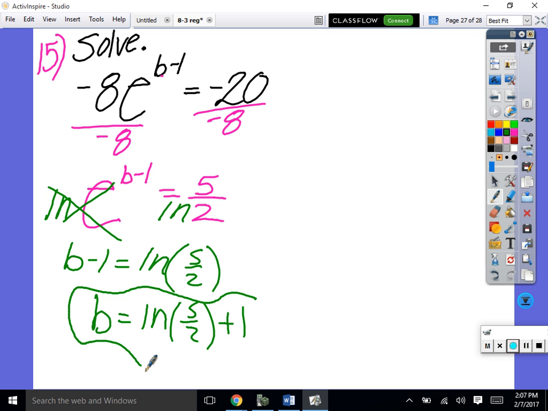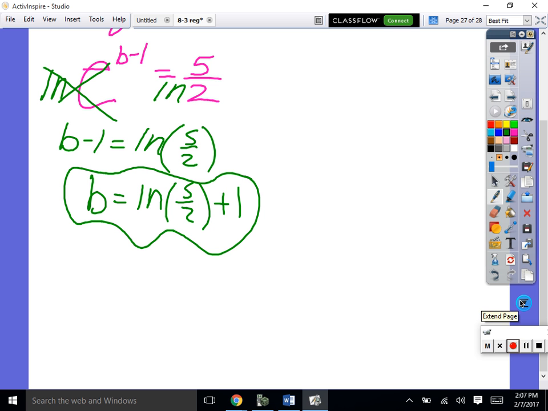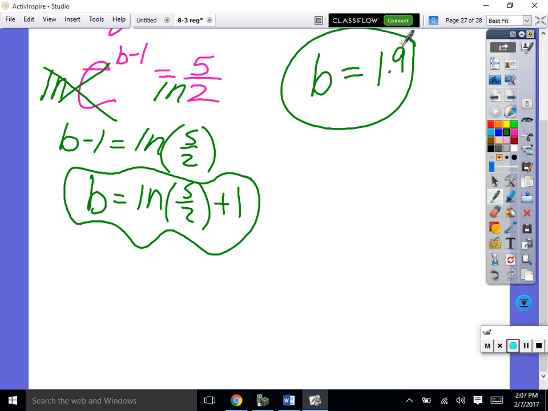I would like to see that answer. And then also, you can type that into your calculator. Let's do that too. I want to see both. So you have ln of 5 halves plus 1. So b is equal to, type it in, and you should get 1.9. I want both answers.